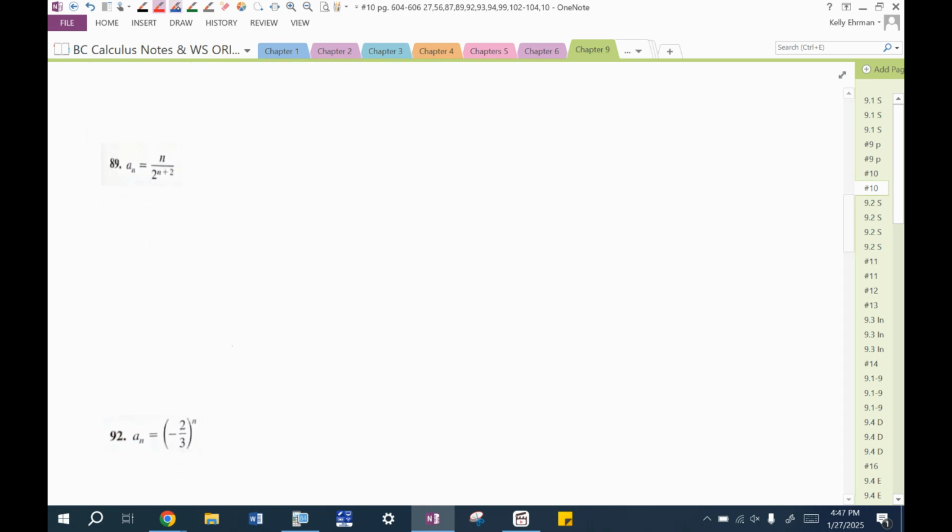All right, so for this one, let's just generate some terms first. So if I plug in 1, I get 1 over 2 to the third, 1/8. If I plug in 2, I get 2 over 2 to the fourth, 16. So that's 1/8 again.